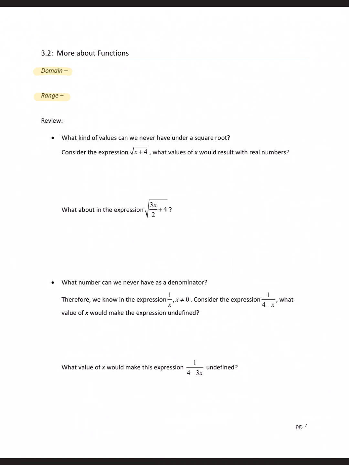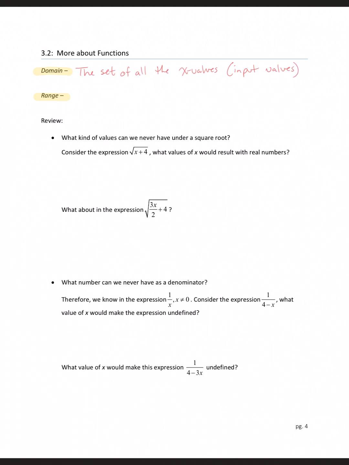And what the domain and range is, the domain refers to the set of all of our x values in a function. So the domain is the set of all the x values. We also call these the input values. It's all the numbers that we put into a function.